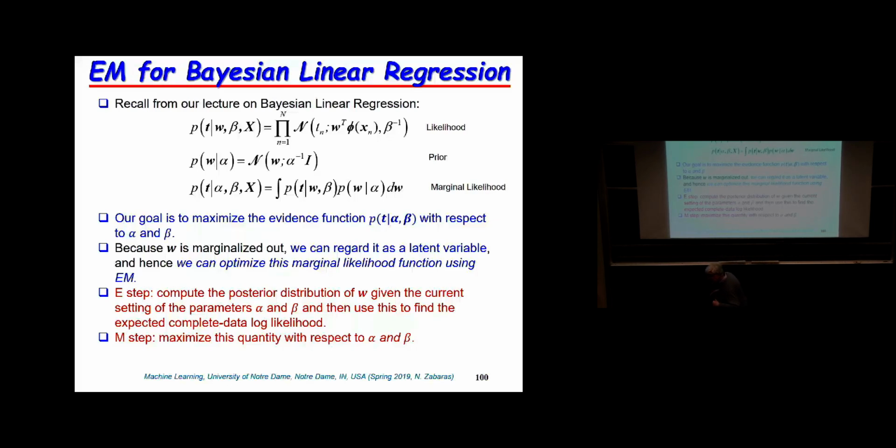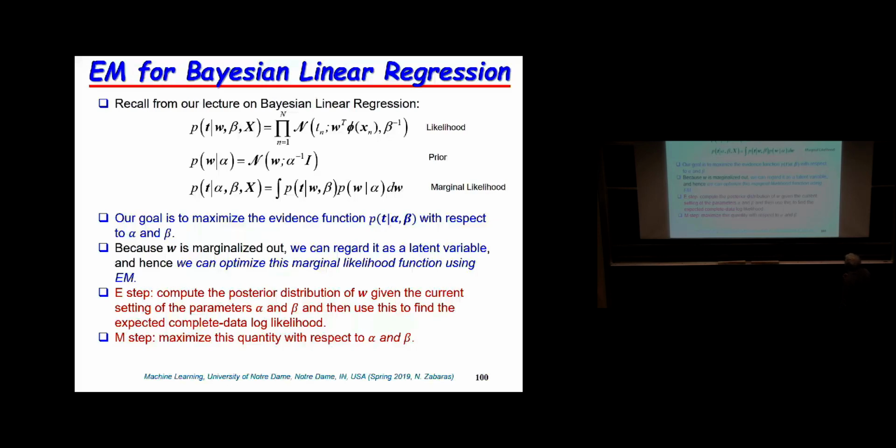So what's the regression line? W transpose phi of x, where phi of x are some polynomials or some Gaussian kernels or whatever. Okay? And beta is a noise parameter. It's a precision, the noise we get in the likelihood.